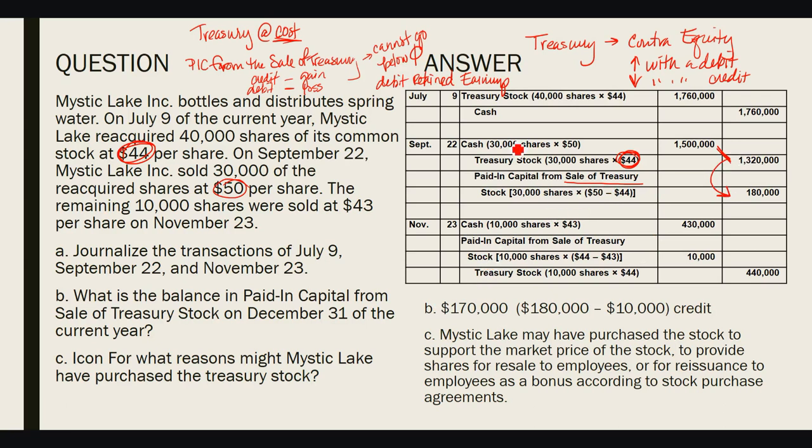On November 23rd, we sold the remainder of those shares, but this time at $43 per share. So it's below cost, below what I originally purchased it for. Remember that treasury stock is always recorded at cost, what we originally purchased it for, $44. The difference between the two, because it's a loss of sorts, we are going to debit to the PIC account, paid-in capital from the sale of treasury. All right.